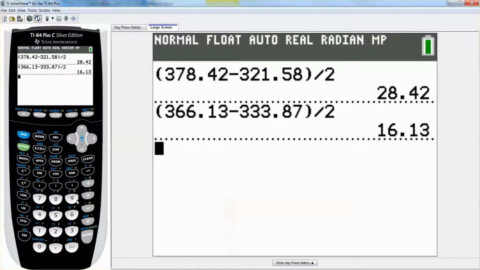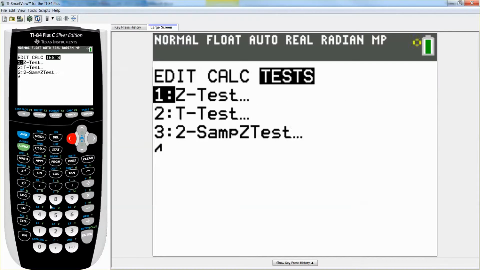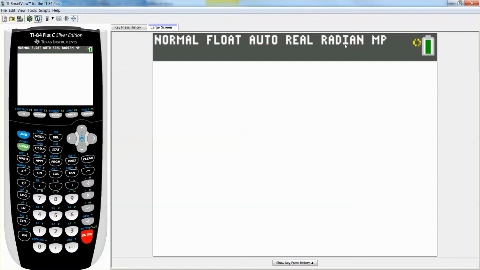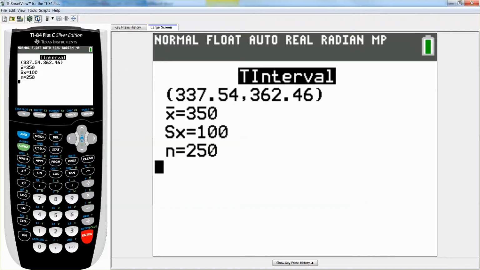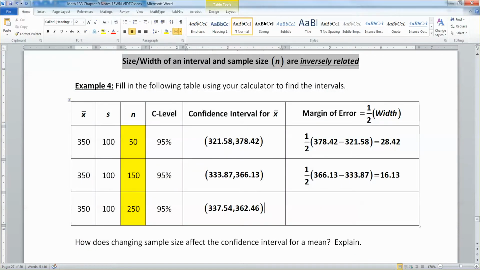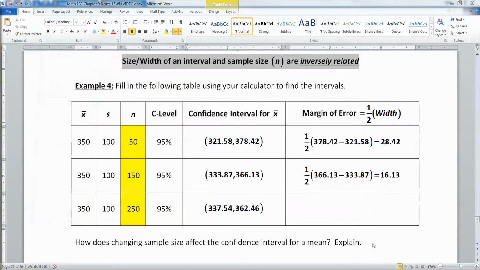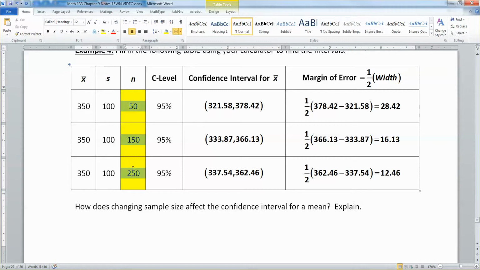And now we do it one more time because twice just wasn't enough. So let me grab the t interval, and then n will be 250, and then calculate. And there we get 337.54 and 362.46. So when I subtract the two and then divide by 2, I get my error, which is 12.46. So you can see that as n is going up, as the sample size is increasing, look at what's happening to your margin of error. It's going down. We started off with 28.42 when n was only 50.